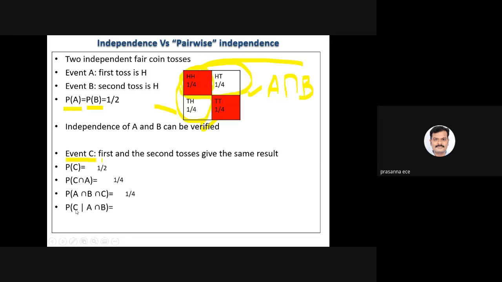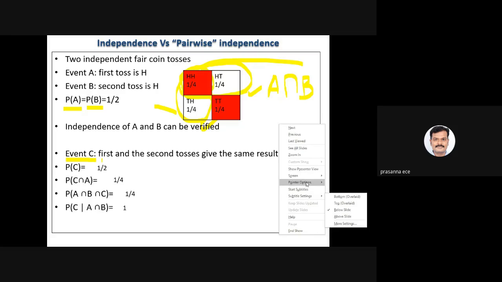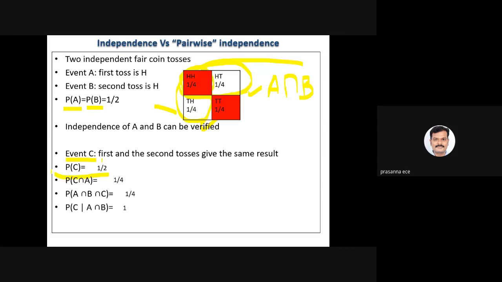So now we ask the question: what is the conditional probability of C given A and B have occurred? It is 1. Given A and B have occurred, A intersection B has occurred, so only one square overlaps. So the conditional probability is 1. Now we can see that the initial probability of C is 1 by 2. But the occurrence of the other two events A and B has changed the probability of C to 1. So this shows that all the three events are not independent.